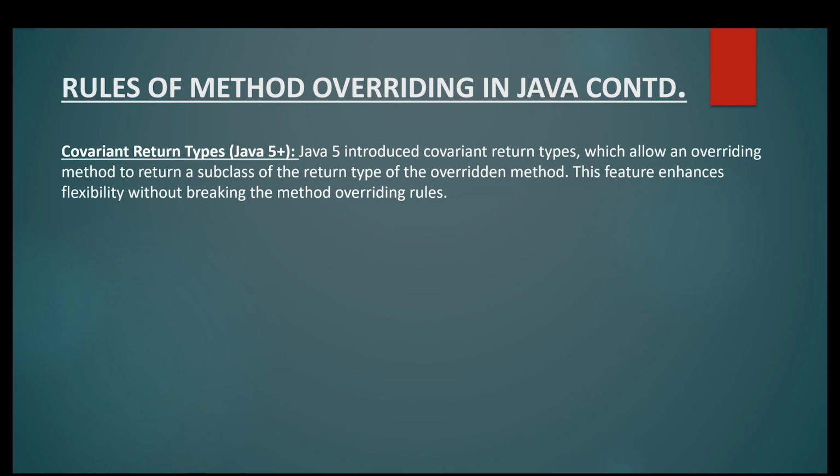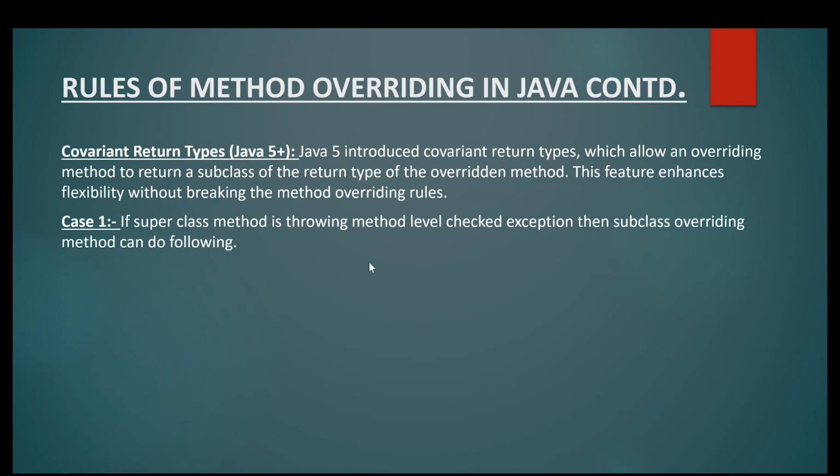So what will happen if there is a case where the superclass method is throwing method level checked exceptions? Then what can the subclass's overriding method do? In that situation, it can either ignore the method level exception and let the caller of the method handle that exception, or it can throw the same exception, and the subclass's method can throw an exception which is a subclass of the superclass method's exception.